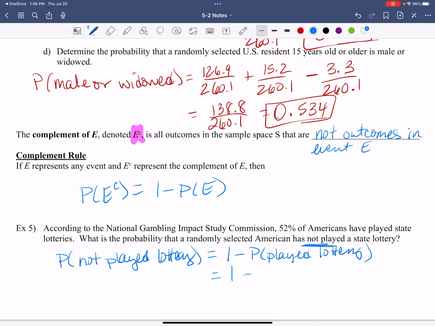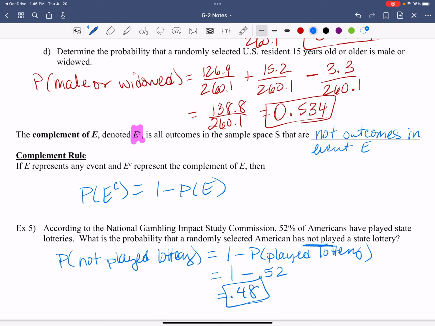And remember, that tells me a percentage up there, but is that how we write a probability? No way, it is not. We write a probability as a decimal. So this is 1 minus 0.52, which is 0.48. So the probability that a randomly selected American has not played the lottery is 0.48. See what we're getting at there?